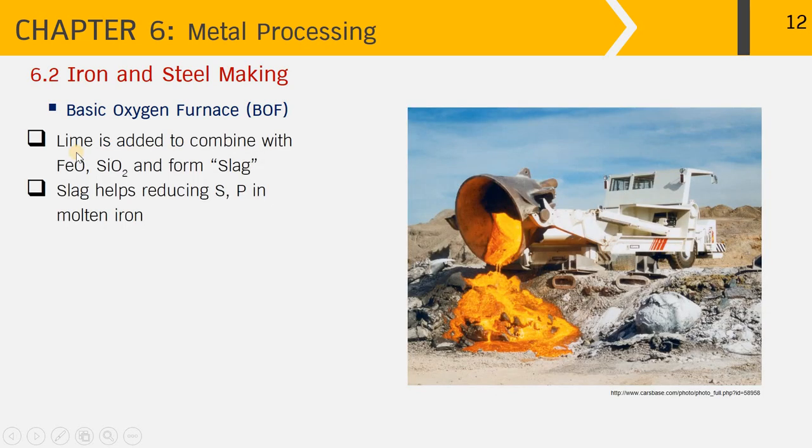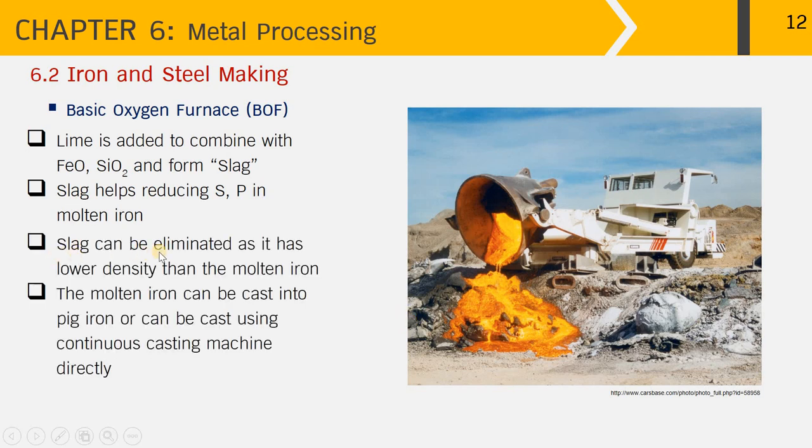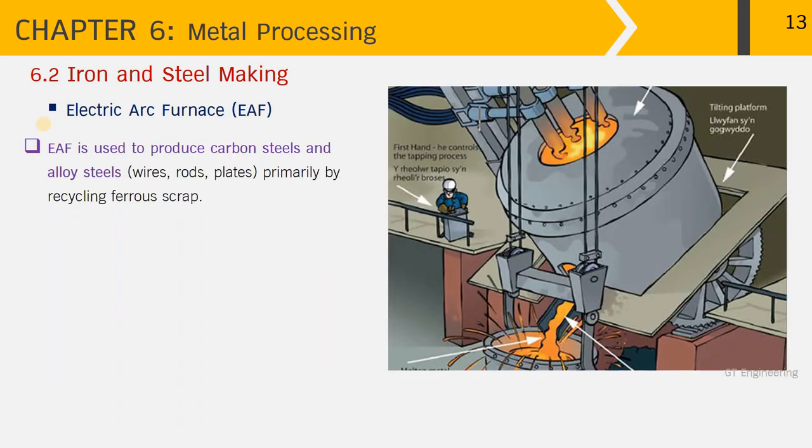In the process, we add the lime. It is to combine with the iron oxide and silica to form slag, as you can see from this picture. The slag helps to reduce sulfur and phosphorus in the molten iron. The slag can be eliminated as it has lower density than the molten iron, so it floats on the top. The molten iron can be cast into pig iron or can be cast using a continuous casting machine directly.